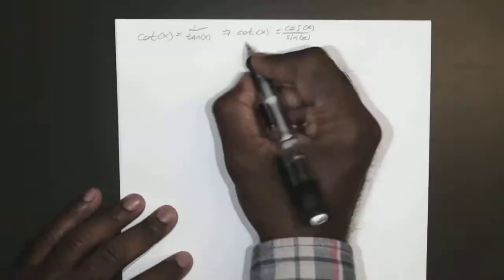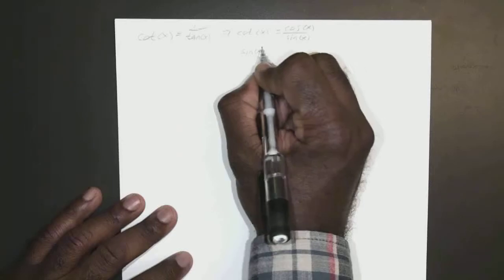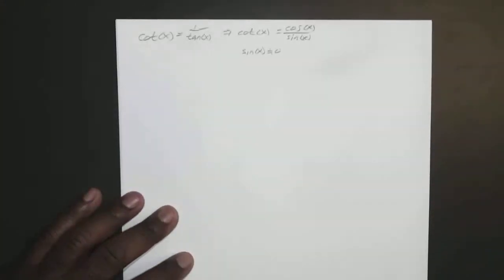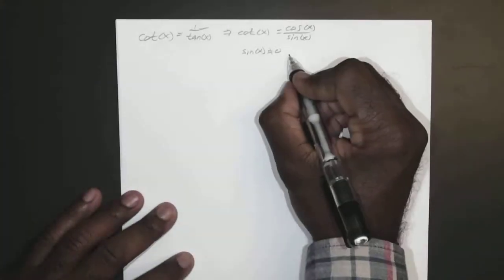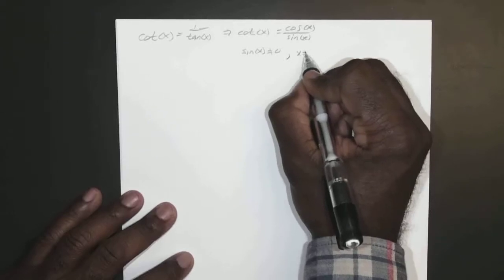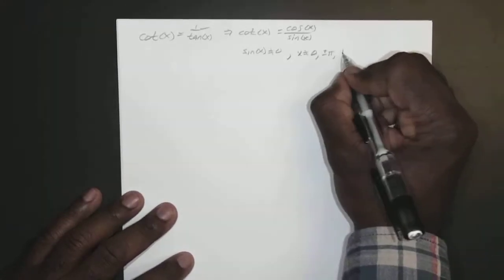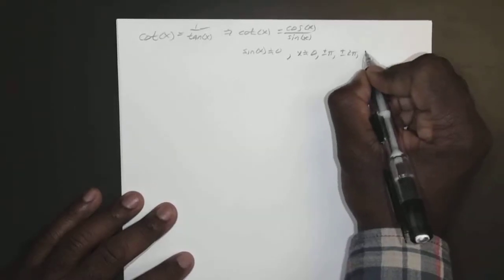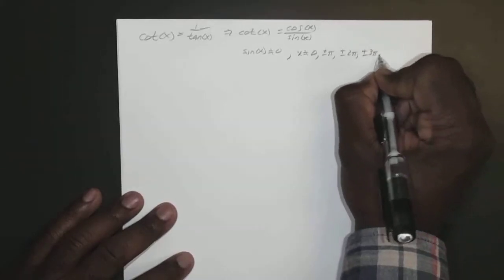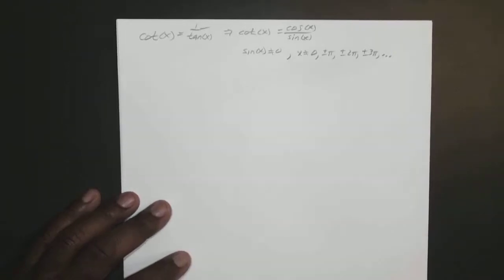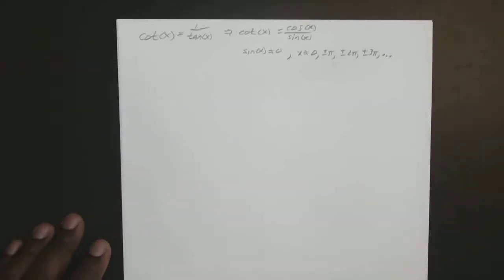Okay. So just like before, we know we can't get a denominator of 0. So that means sine of x can't equal 0. Which once again means that x can't equal 0, positive or negative pi, positive or negative 2 pi, positive or negative 3 pi, and so forth and so on, till the end of whenever.